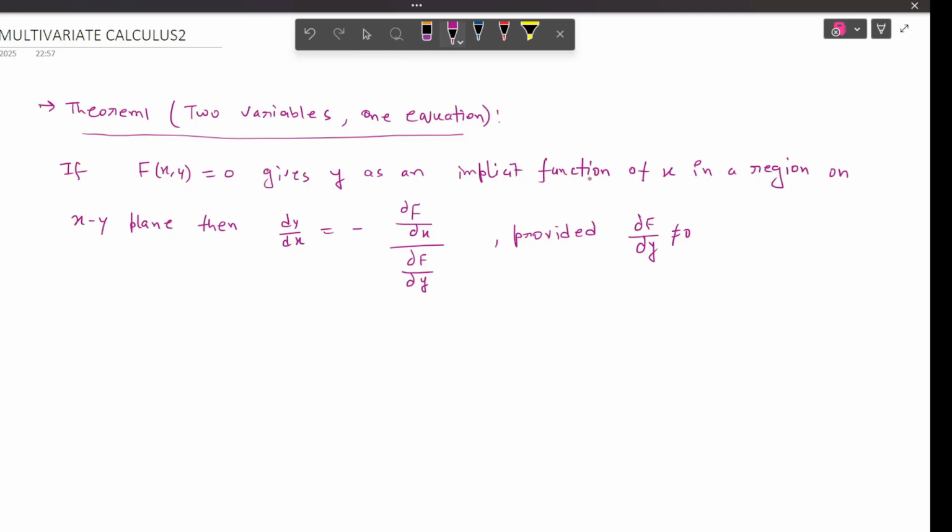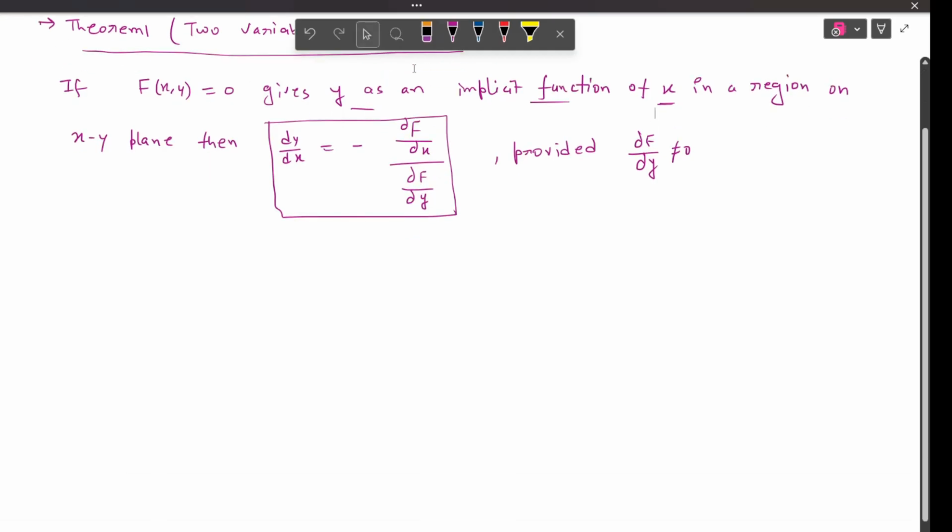Okay, now here is the thing you have to remember. If this function gives y as an implicit function of x, then you can write dy by dx as minus del f by del x divided by del f by del y.